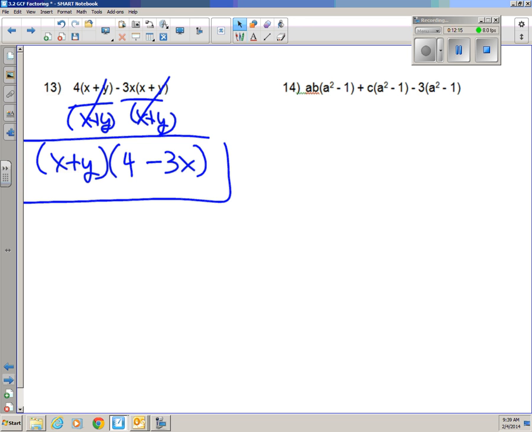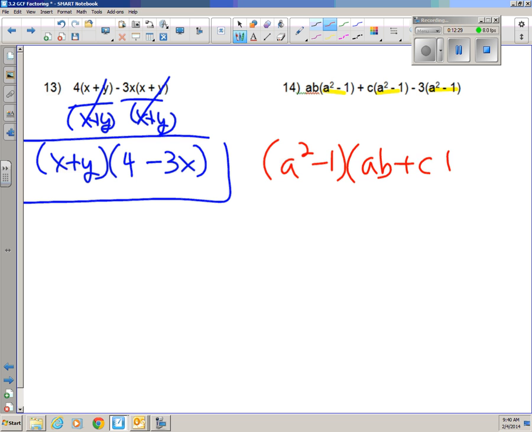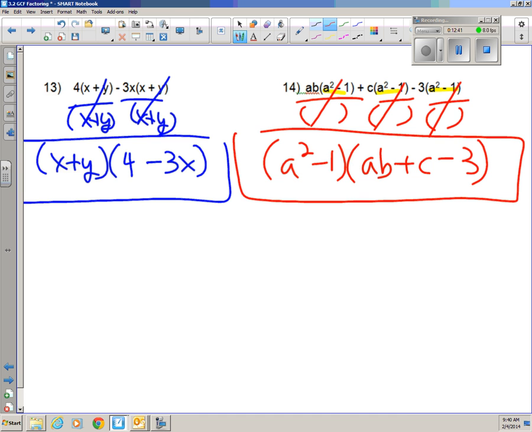This last one, same idea. A squared minus 1, a squared minus 1, a squared minus 1. So the GCF is a squared minus 1. What's left over is going to be ab plus c minus 3. Right? Because I'm going to divide out the parenthesis each time. So we're left over here with a binomial and a trinomial.